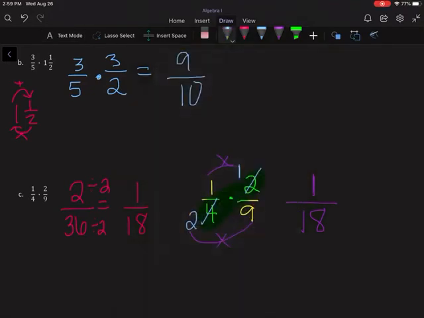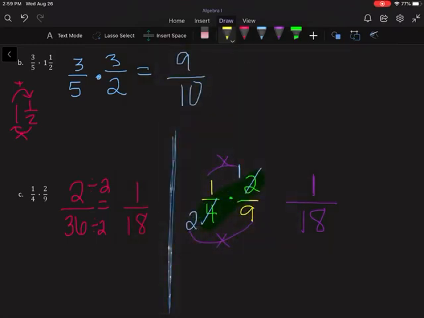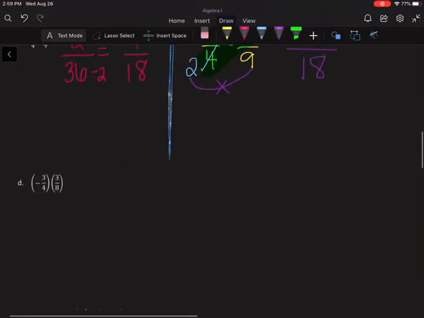So 2 separate ways. Let's see. If you notice, I added a couple different pens so I didn't always have to come up here and switch. I'm learning new things myself. All right.